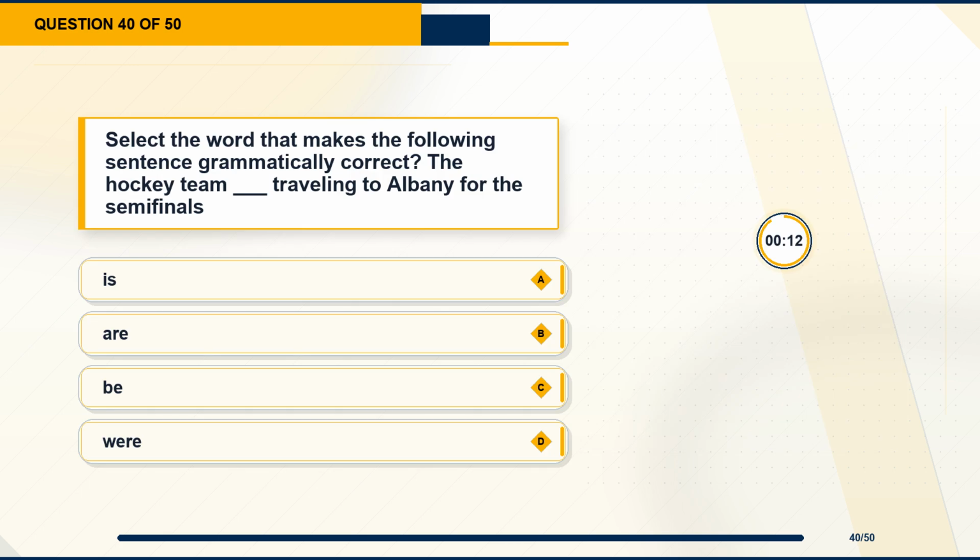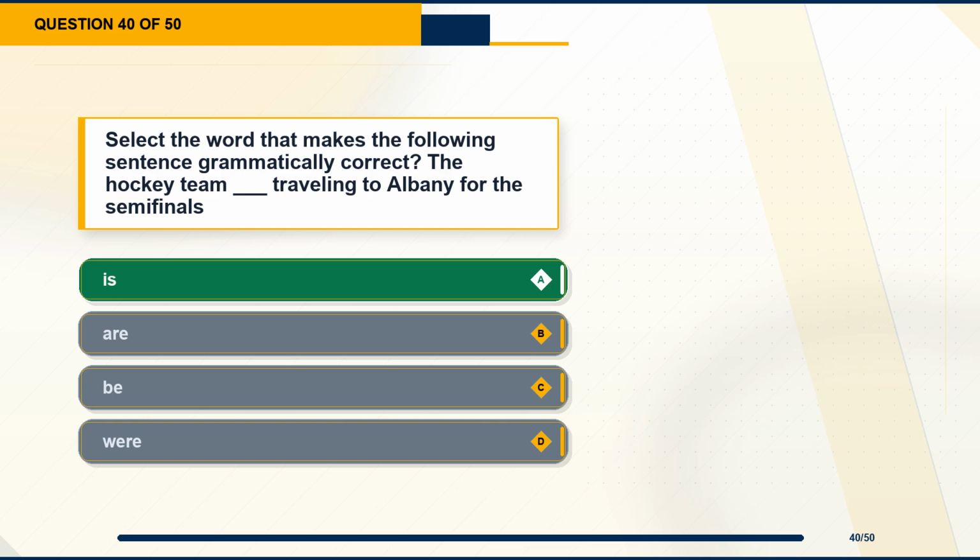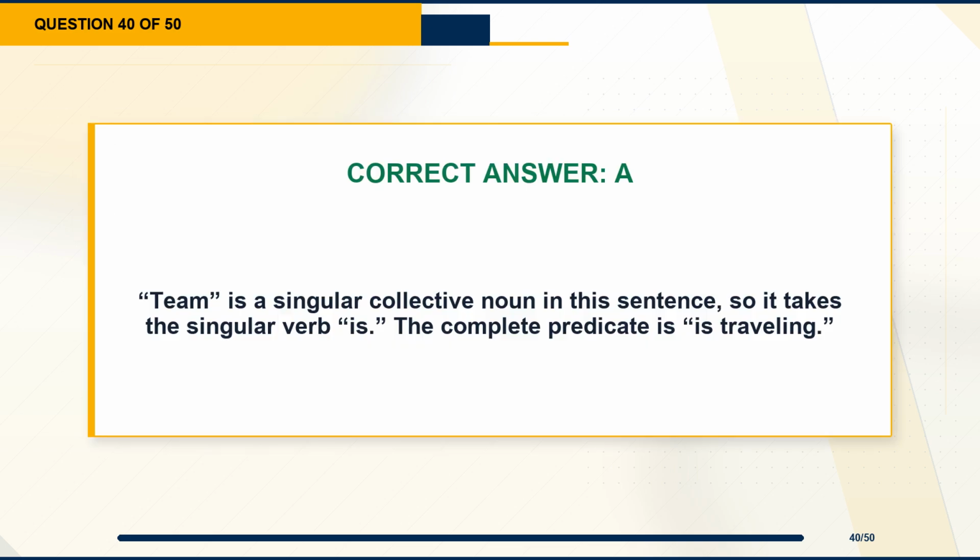Question 40. Select the word that makes the following sentence grammatically correct. The hockey team blank traveling to Albany for the semifinals. Option A, is. Option B, are. Option C, be. Option D, were. The correct answer is option A, is. Explanation, team is a singular collective noun in this sentence, so it takes the singular verb is. The complete predicate is traveling.